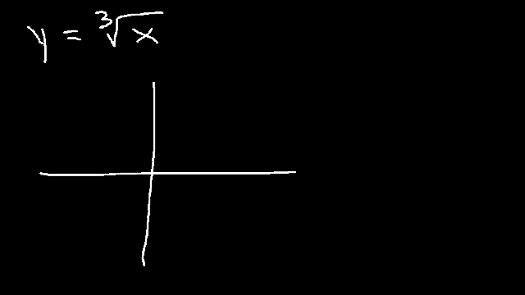Now what about the cube root of x? What is the shape of this function? The cube root of x looks like the square root of x, but it's on both sides. It's symmetric about the origin. So it looks like this. Let me see if I can draw that better.